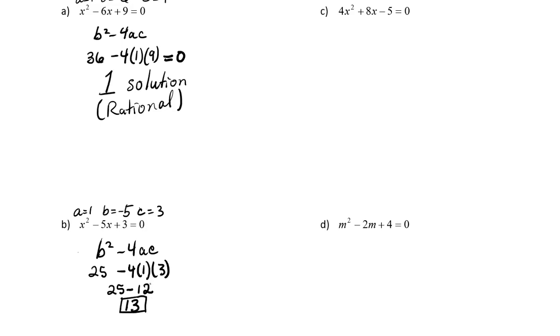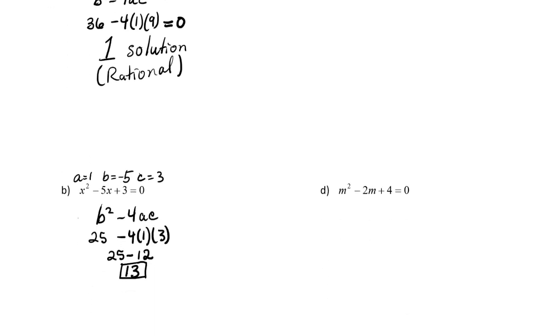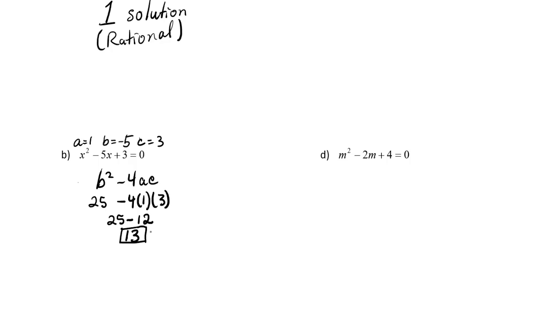Now if we have 13, we can go back up to our table of information about the discriminant. We know that the discriminant would be greater than 0, but it is not a perfect square. 13 is a prime number. So our solutions are irrational conjugates. So let's go back down here. We would say 13 is greater than 0. We have two solutions that are irrational conjugates.